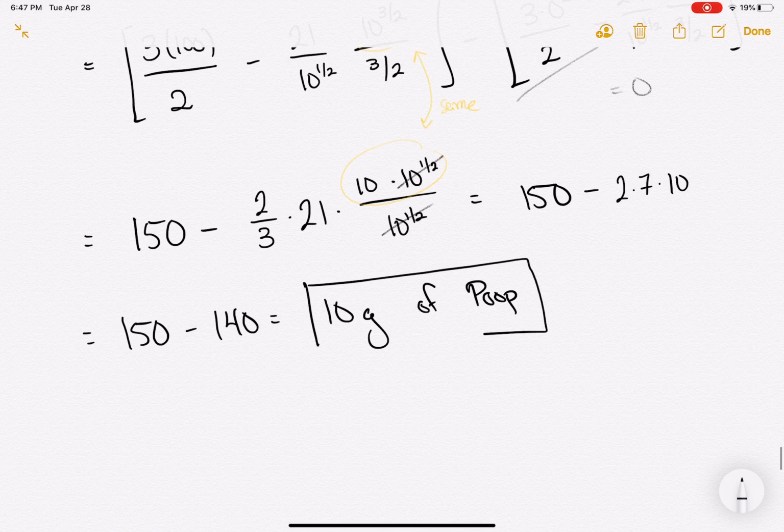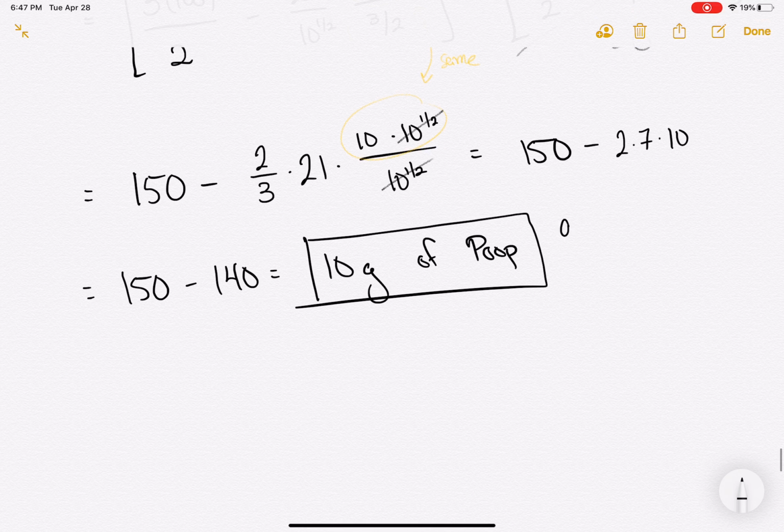So if we feed it 10 grams of food, we got 10 grams of poop. I don't know if it absorbed nothing or what. It's a raccoon. Maybe it's eating other things that we don't know about. But anyway, this is the answer the exam gives. And we're good to go.